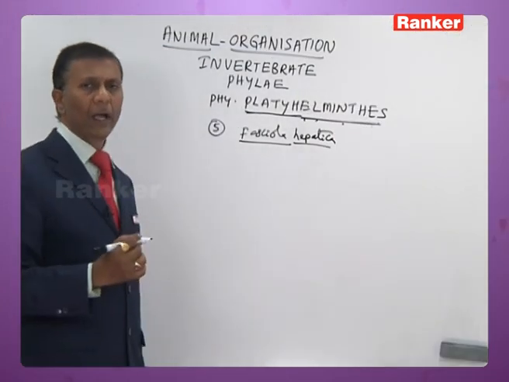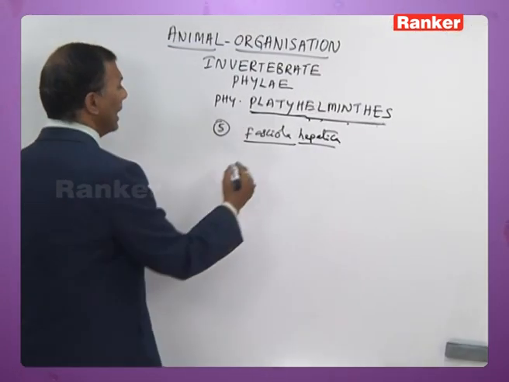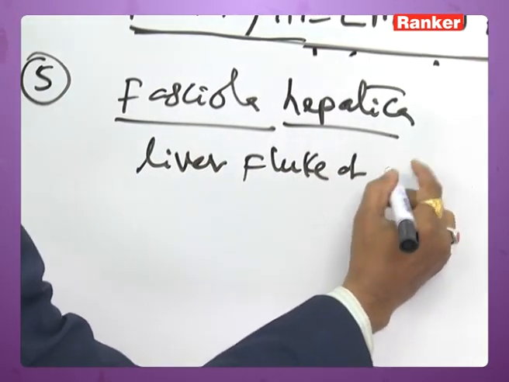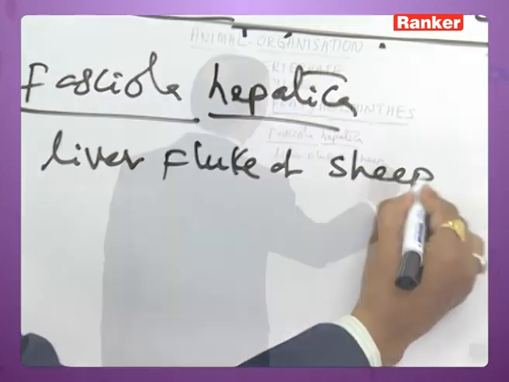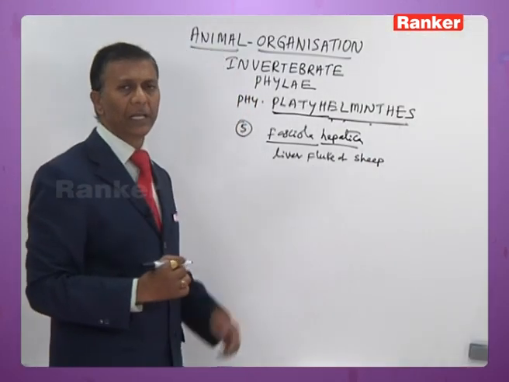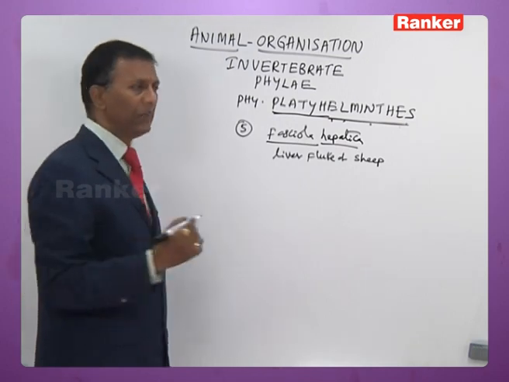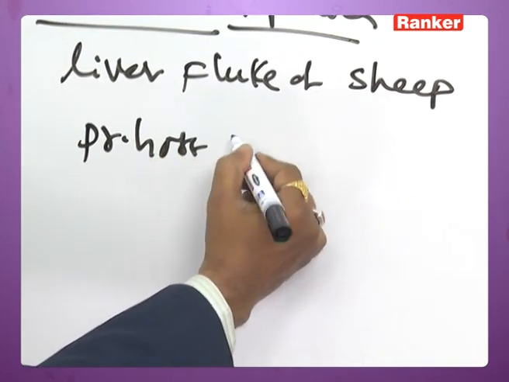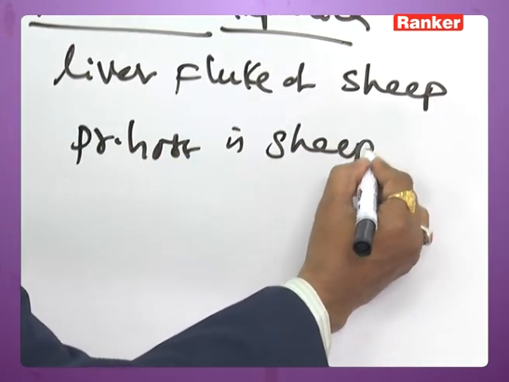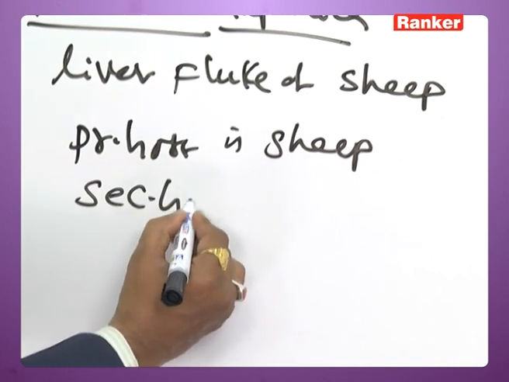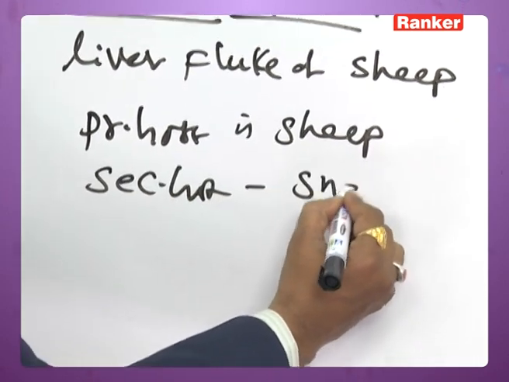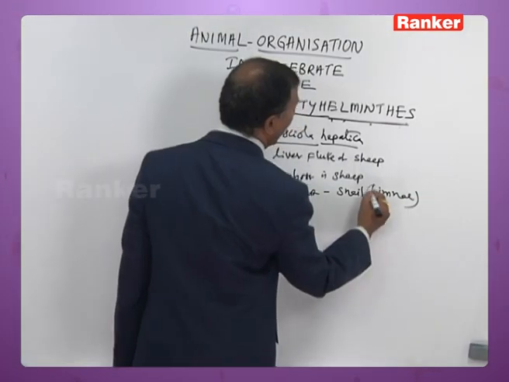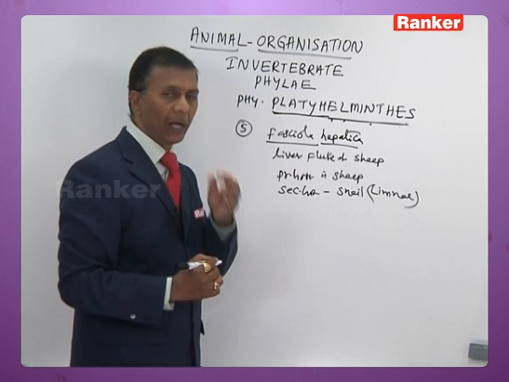Fasciola hepatica is commonly called the liver fluke of sheep. It lives in the bile ducts of the liver of sheep. It is a digenetic parasite. Primary host is sheep. Secondary host is a snail that belongs to the genus Lymnaea.